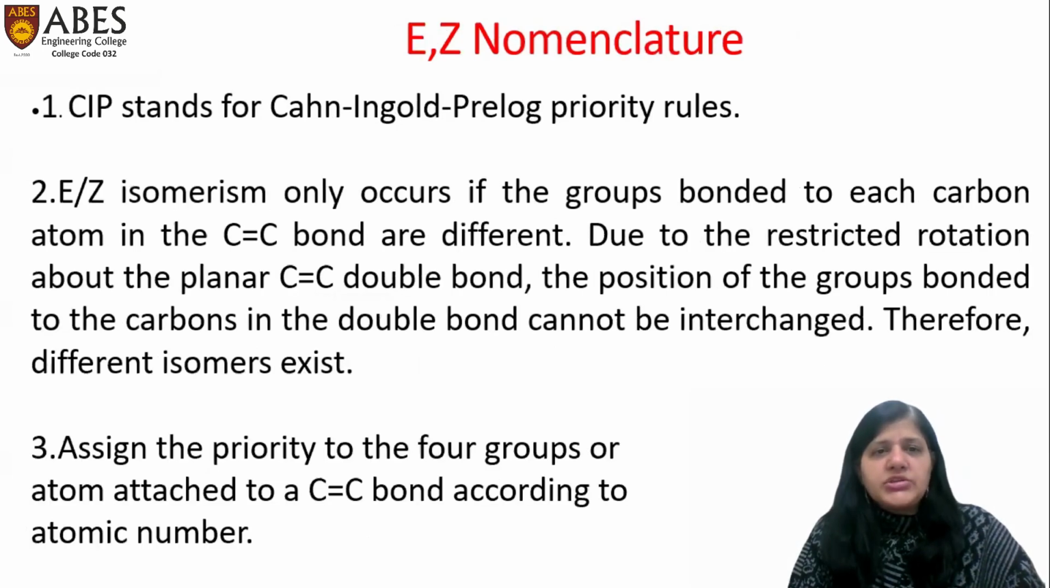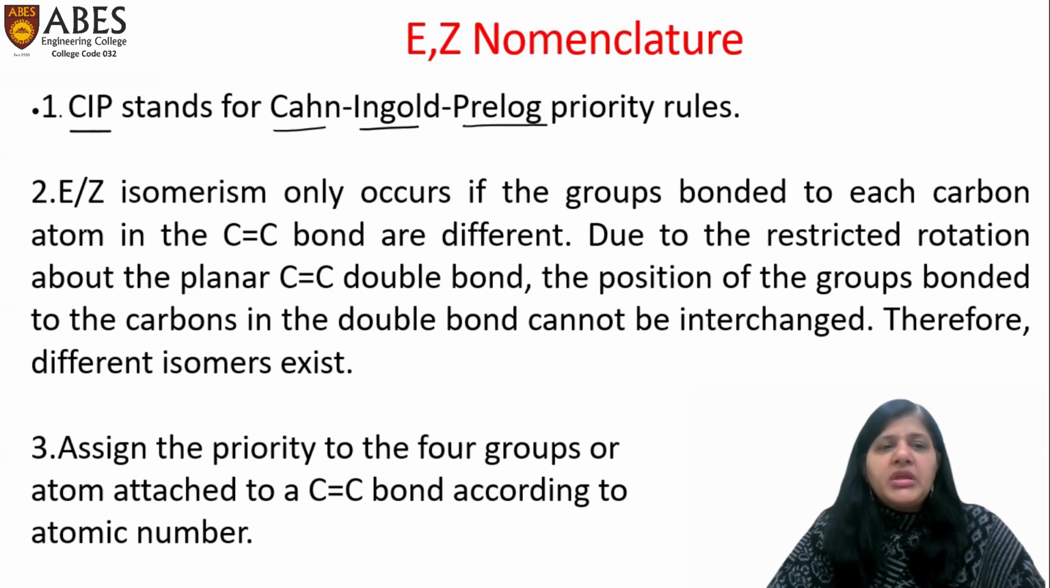Next is the EZ nomenclature. In geometrical isomerism, EZ nomenclature is more practiced because when the groups around the carbon-carbon double bond are different, it is not possible to assign cis or trans structures to those groups. In this case, Cahn, Ingold, and Prelog priority rules are followed, which are commonly known as CIP rules. This CIP rule says that when different groups are present around the carbon double bond, priority is given to all four groups on the basis of atomic number.